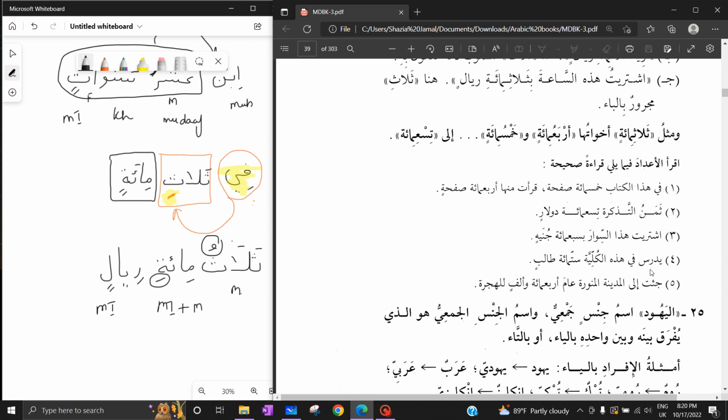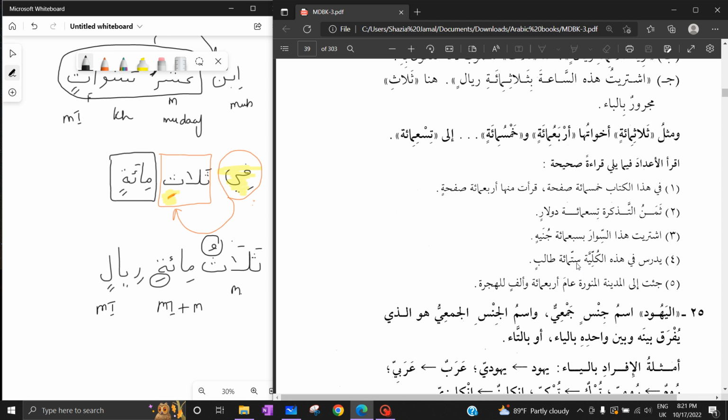Yadrusu, this is also of jumla failia. Fi hazihil kulliyati. Hazihil kulliyati is one word. So it will be in kasra, is majroor. Hazihil kulliyati. So this is coming extra. So yadrusu, fail, and file. Now whatever is coming here is in maful bihi. Now fi hazihil kulliyati is extra, so leave this. Our main attention should be on yadrusu. Yadrusu, fail, and where is the file? Huwa damir mustatir. Taqdiruhu huwa yadrusu fi hazihil kulliyati.